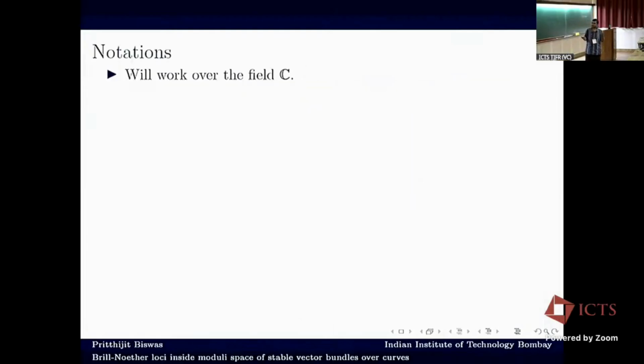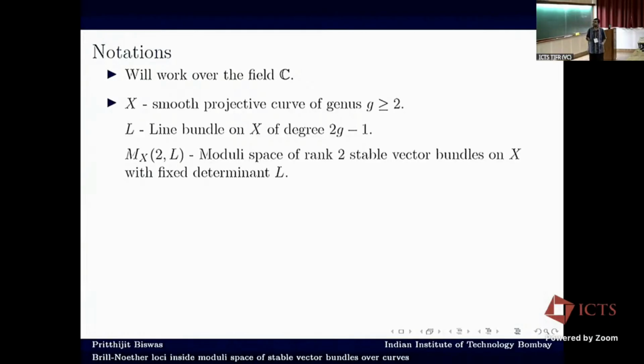So we will work over the field C. In a minute I'll come to what is the question that we are trying to answer. Before that, I want to set up some notation. X is always a smooth projective curve of genus at least 2. L is a line bundle of degree 2g minus 1. And we will denote by this the moduli space of rank 2 stable vector bundles on X with fixed determinant L.